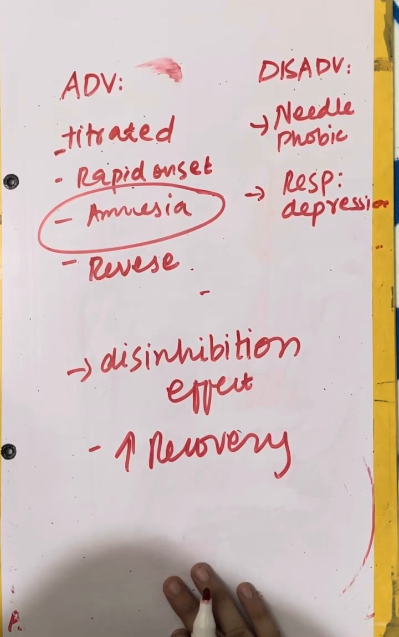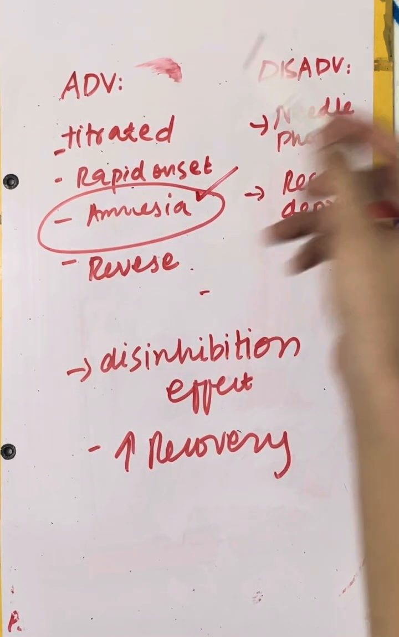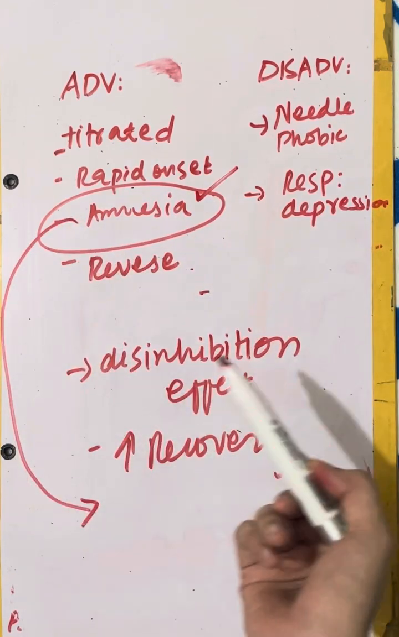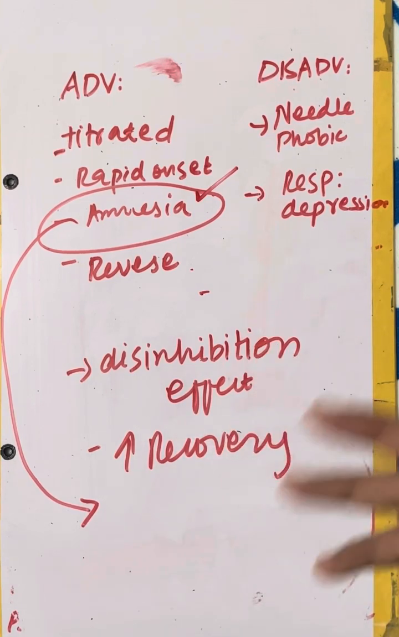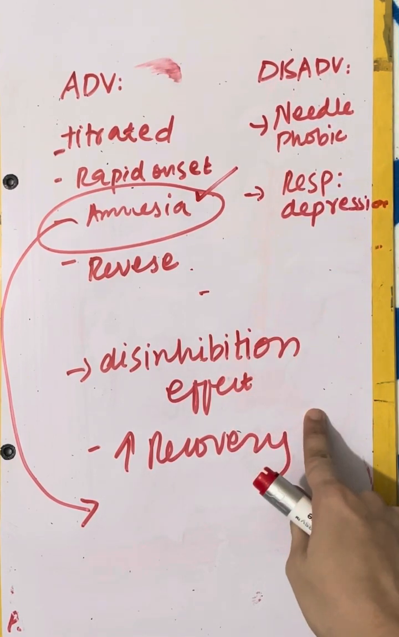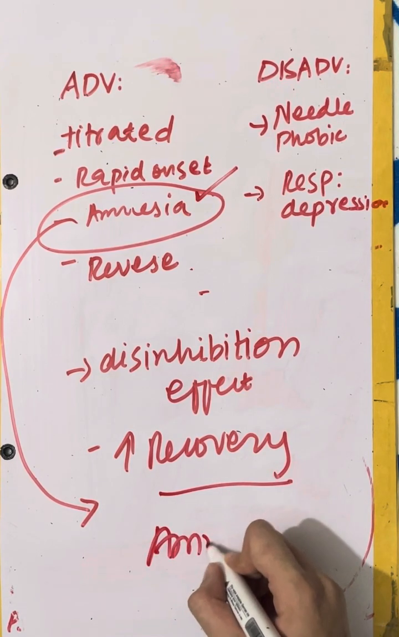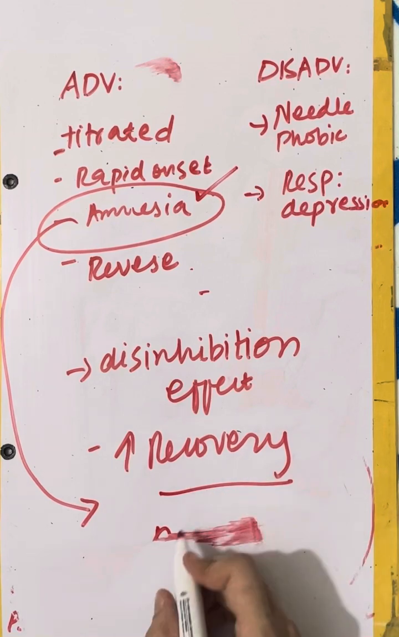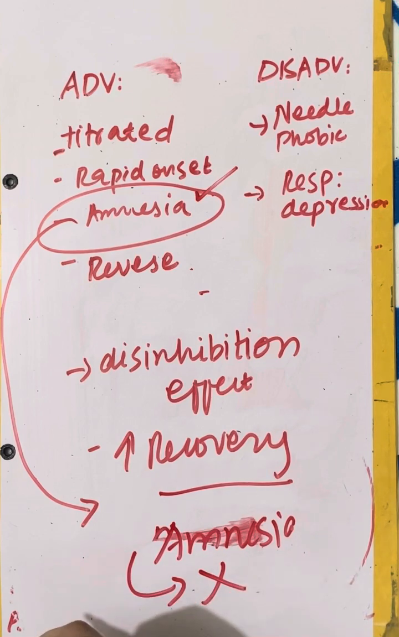And because of amnesia, the patient may not learn to cooperate with the treatment. This is the advantage, that the patient will not remember the whole event, but simultaneously it is also a disadvantage, because due to amnesia the patient will not learn about the treatment. So: needle phobic patient, respiratory depression, disinhibition effect, a longer recovery period required, and because of amnesia, the patient will not learn how to cope with treatment.